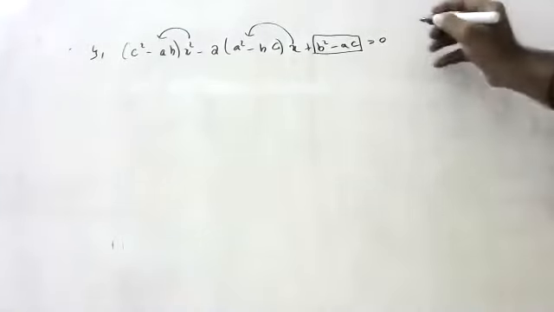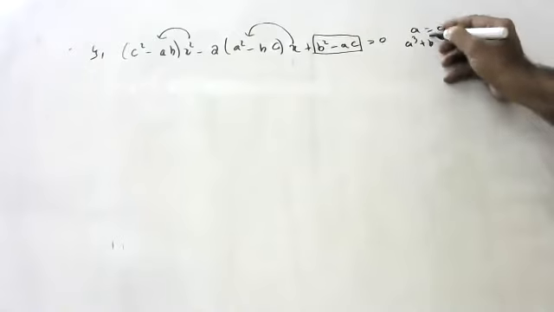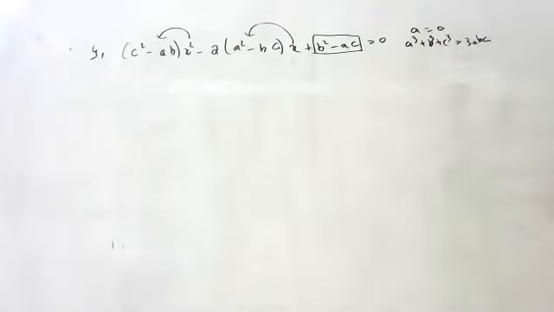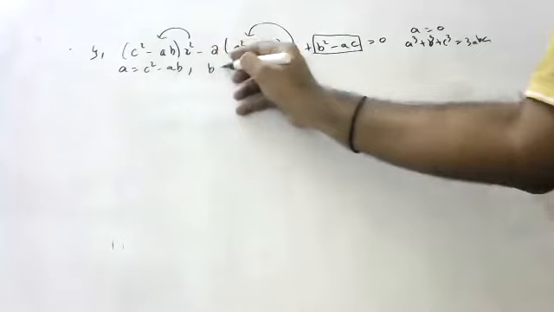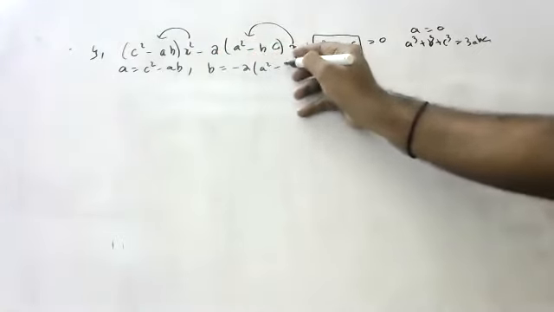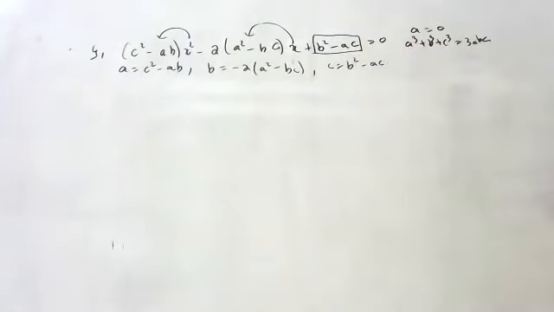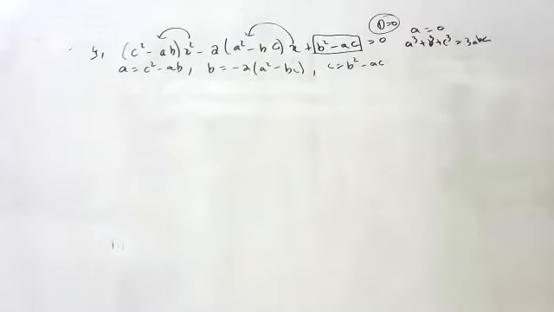Required to prove: either a is equal to 0, or a cube plus b cube plus c cube is equal to 3abc. Two things we have to prove. Can anyone tell what is a, children, here? A is c square minus ab, B is minus 2 into a square minus bc, C is b square minus ac. Required condition, children: real and equal, discriminant is 0.